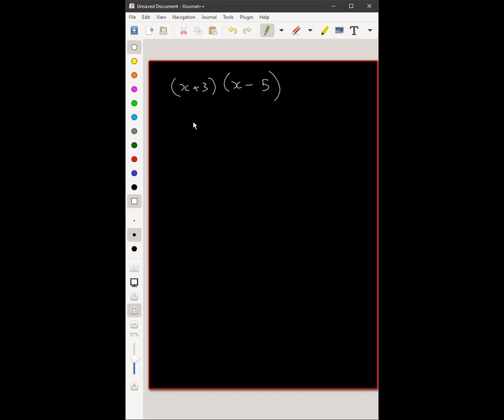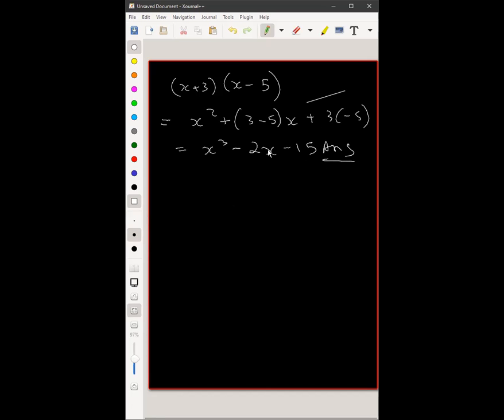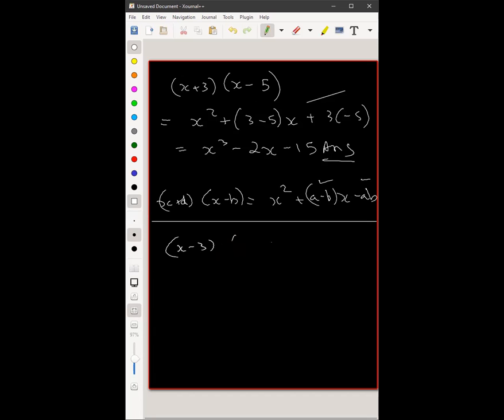If we use the identity directly, we'll get x squared plus (3 - 5) into x plus ab, which is 3 into minus 5. So what will we get? x squared minus 2x minus 15. This is if we use the identity directly, because we know that (x + a) into (x - b) is equal to x squared plus (a - b) into x minus ab. So here you just need to take care of the signs. If you remember them, that's no problem there. Okay, let's do one more: (x - 3)(x - 5).